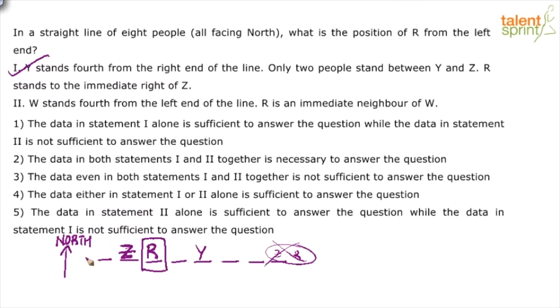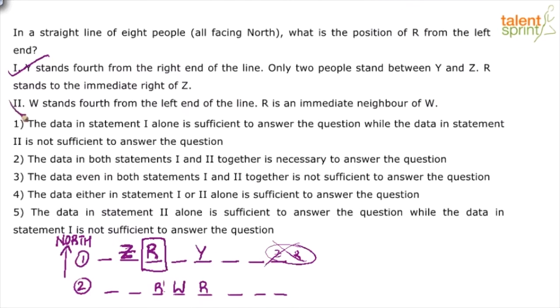Now try statement 2. This was statement 1. Try statement 2 now. 1, 2, 3, 4, 5, 6, 7, 8. Okay, statement 2. W stands 4th from the left end of the line. First, second, third, fourth. W stands here. R is an immediate neighbor of W. Now here's the confusion. R can be on the right of W or left of W. Both are possible. You're getting it? What exactly is the position is not known to us. So statement 2 doesn't give us the exact answer. Yes or no? R can be 3rd from left or 5th from left. It depends on which side of W is R seated. Left side or right side.